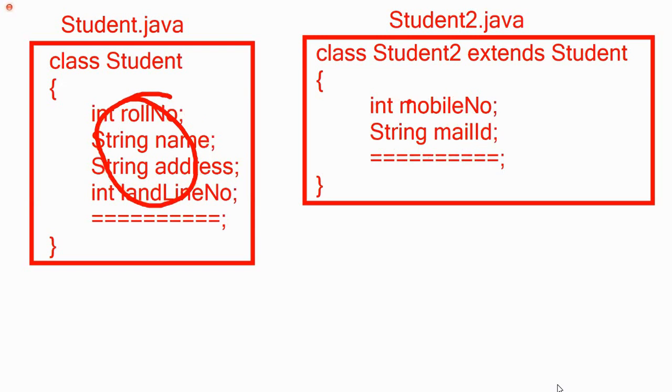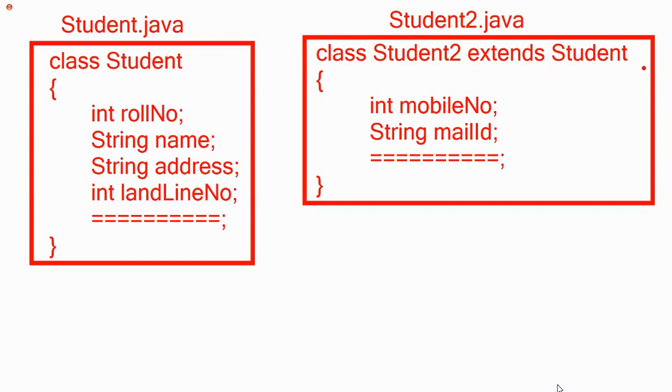Now, observe: if we create a student class object, memory is allocated to roll number, name, address, landline number. If we create an object of the student2 class, memory is allocated to roll number, name, address, landline number, mobile number, mail ID. For you, it appears only 2. These 4 also come here, but only if you write extends student.